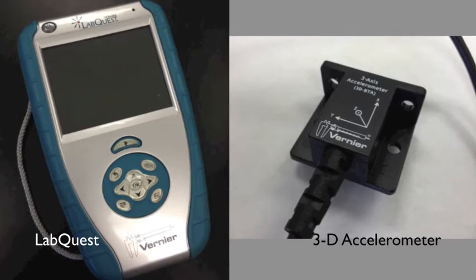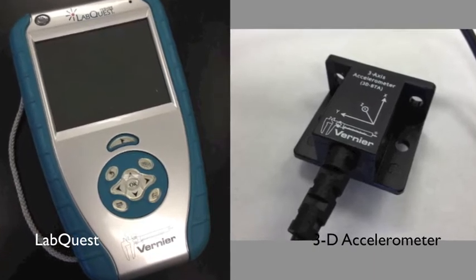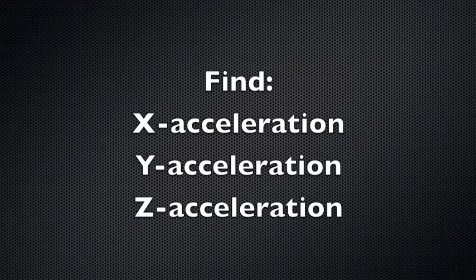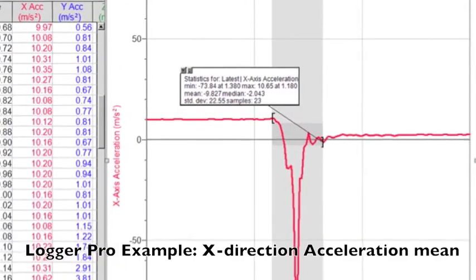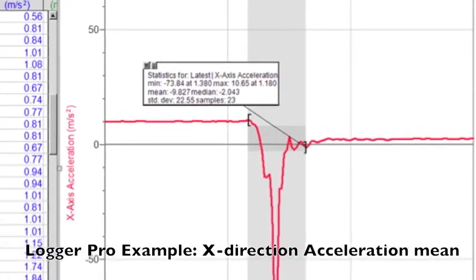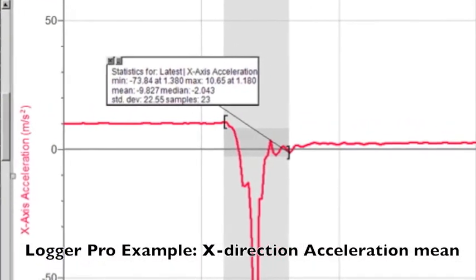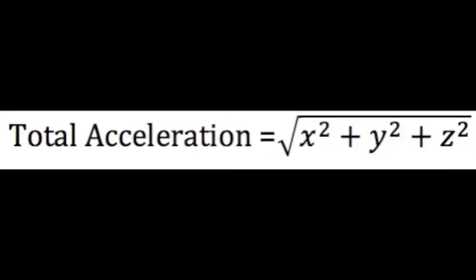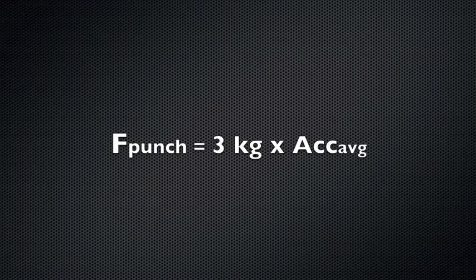We will use a 3-dimension accelerometer and connect it to LabVIEW to record the x, y, and z acceleration. On Logger Pro, we will then find the mean of accelerations in each direction measured by the accelerometer for the duration of the stroke. The total acceleration is the square root of the sum of x, y, and z accelerations squared. Plug it back into our original equation. Force equals mass times acceleration. And voila, we have the force of a punch.